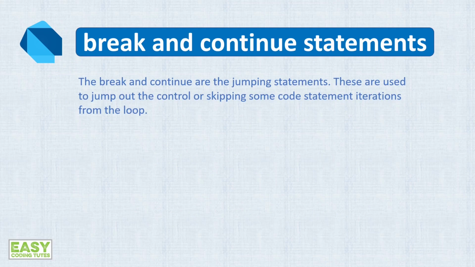The break and continue are the jumping statements. These are used to jump out the control or skip some code statements' iteration from the loop. The first one is the break statement, which is used to jump out of the control, and the second one is the continue statement, which is used to skip code statements in one iteration from the loop.